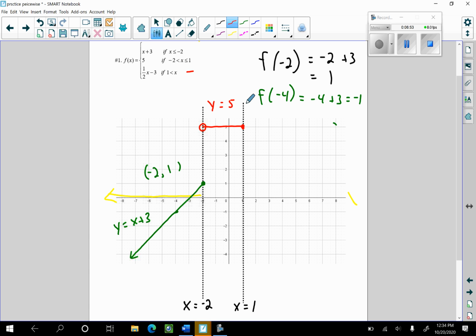Now I'm going to graph the last piece. The last piece happens when x is greater than 1. Where is x greater than 1? X is greater than 1 over here.